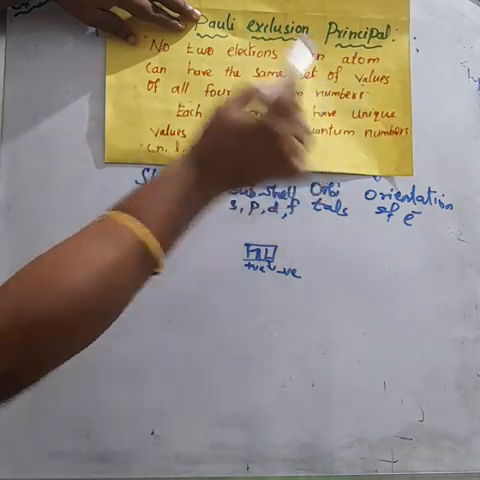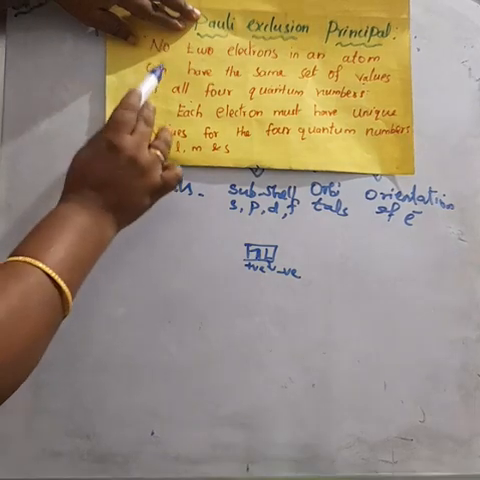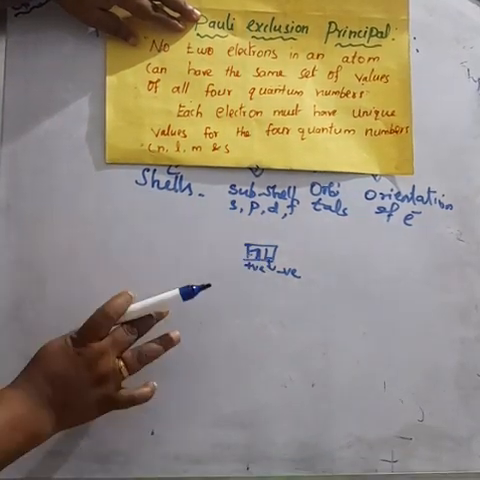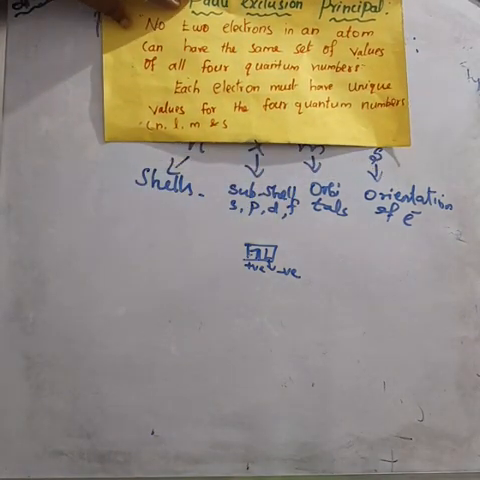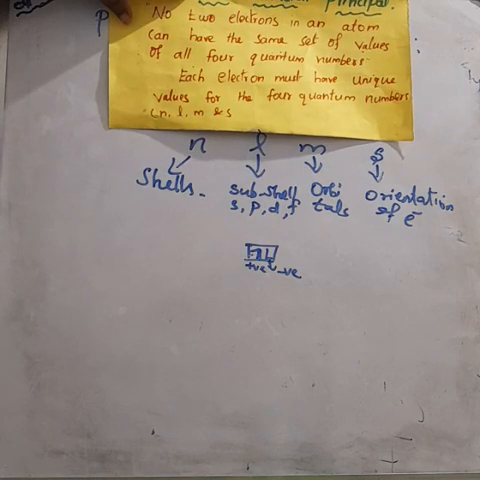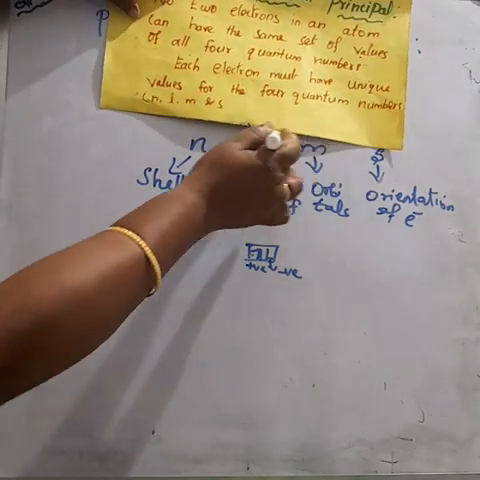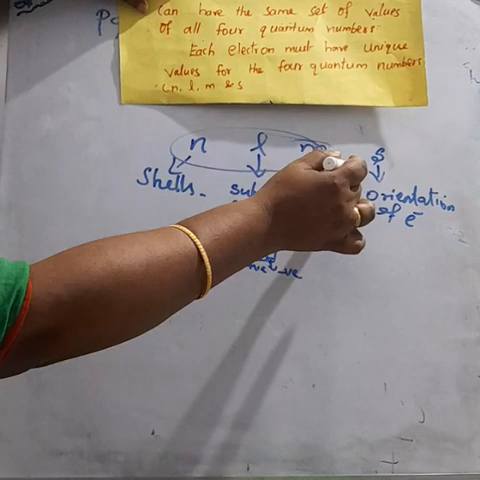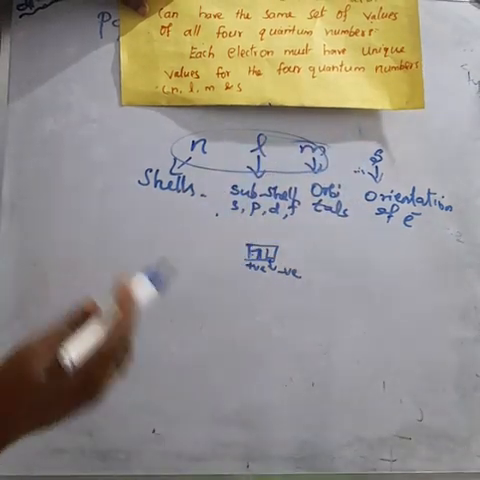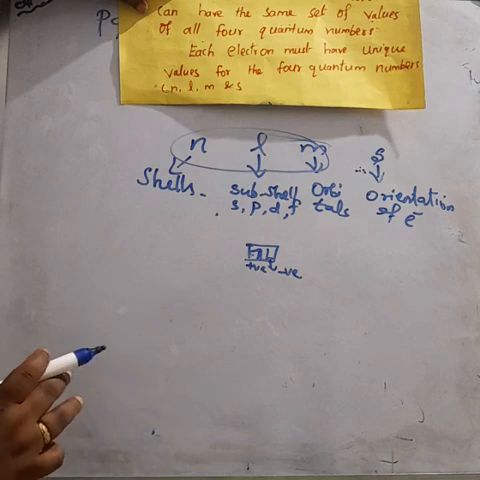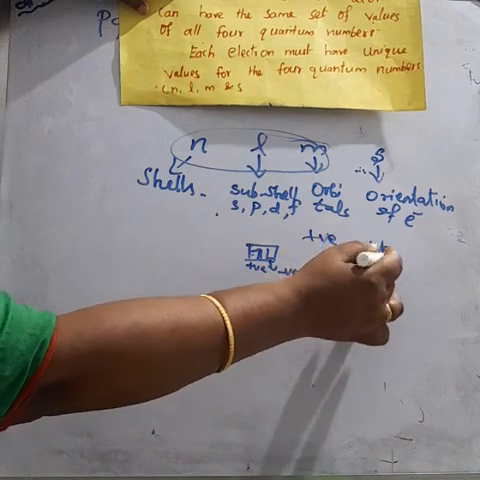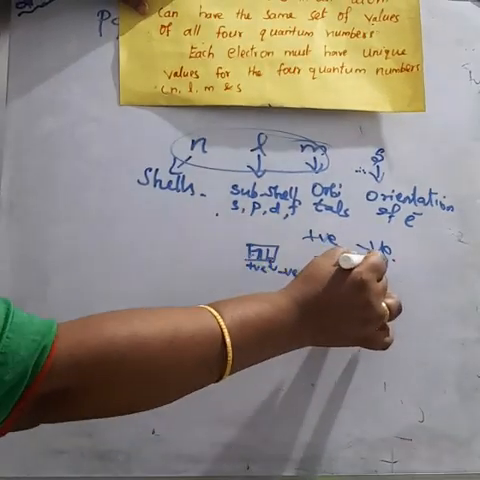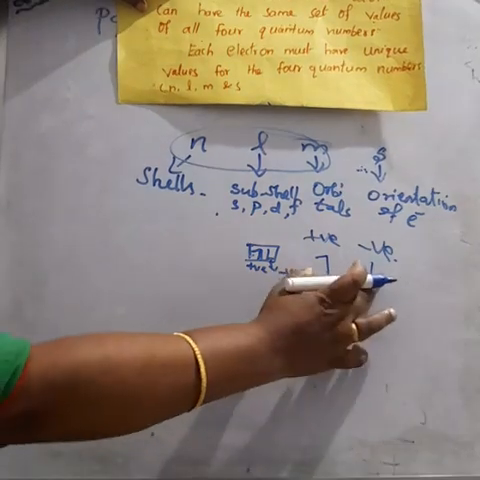Okay, no two electrons in an atom can have the same set of values of all four quantum numbers. It means that each electron must have a unique value for the four quantum numbers. Even if two electrons have the same values of the first 3 quantum numbers, the fourth, the spin quantum number, has to be different. One electron has positive spin, the other has negative spin. One is the up spin and one is the down spin, that is, one is clockwise and the other is anti-clockwise.